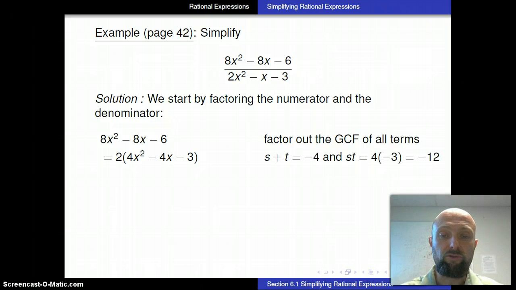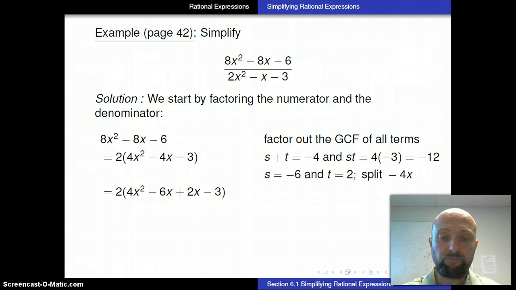We are looking for two numbers whose sum is negative 4 and whose product is 4 times negative 3, which is negative 12. We see that negative 6 and 2 work. Negative 6 plus 2 is negative 4. Negative 6 times 2 is negative 12. So we have to split the term negative 4x. Since our numbers are negative 6 and 2, we rewrite negative 4x as negative 6x plus 2x.